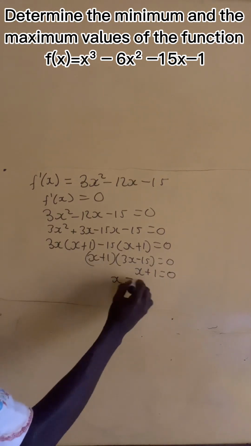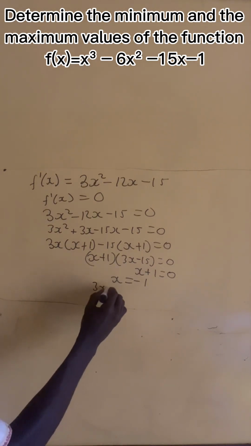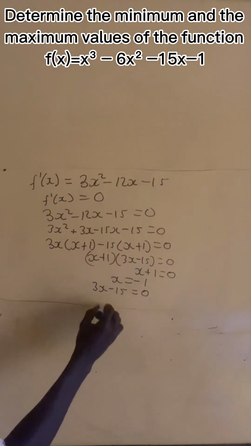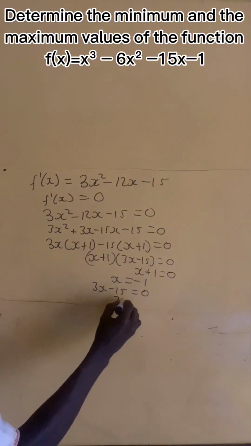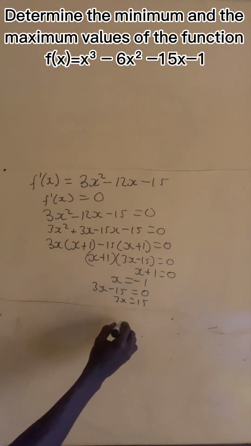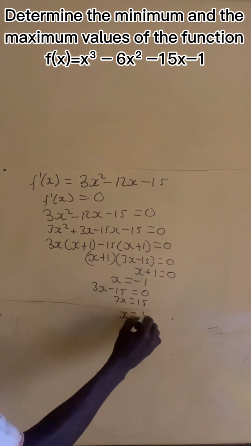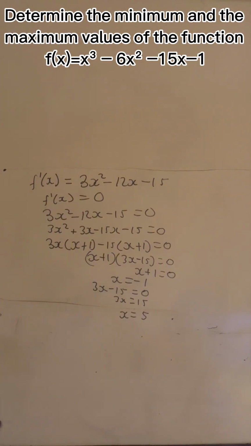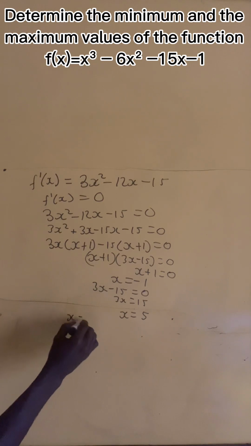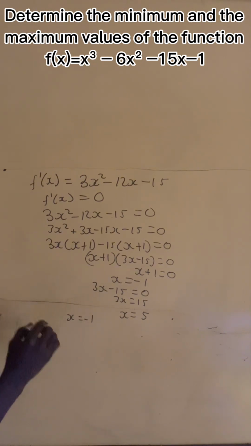So we take x plus 1 equal to 0, meaning x equal to negative 1. We take 3x minus 15 equal to 0, meaning x equals 15 divided by 3. That gives positive 5. Now, we need to find the corresponding y values of these x values.